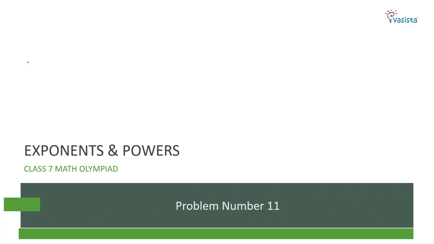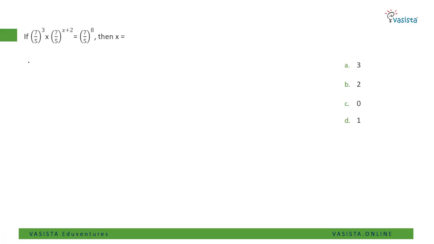Let me go with problem number 11. If (7/5)^3 multiplied with (7/5)^(x+2) is equal to (7/5)^8, then x is equal to, that is what we need to find out.